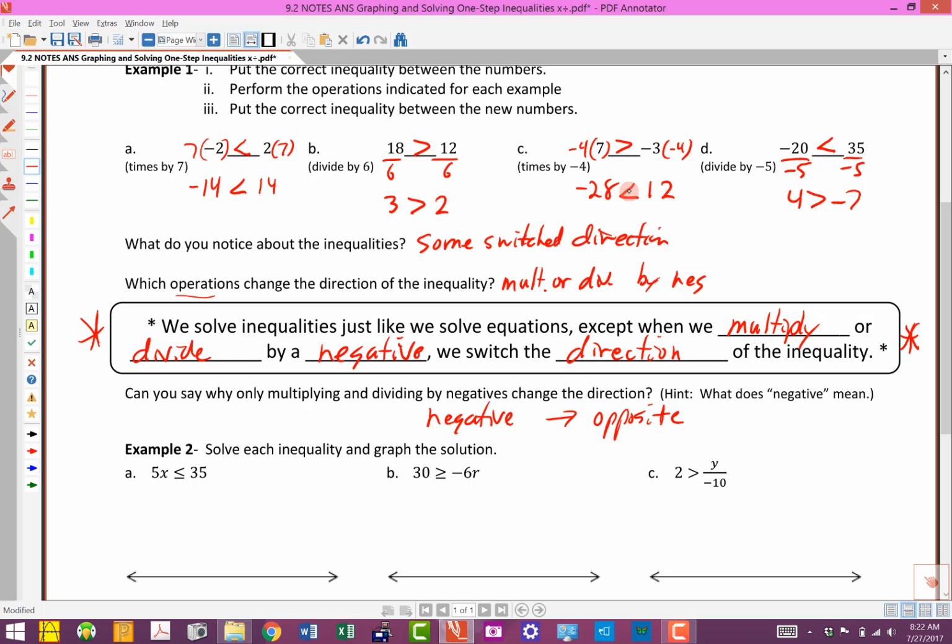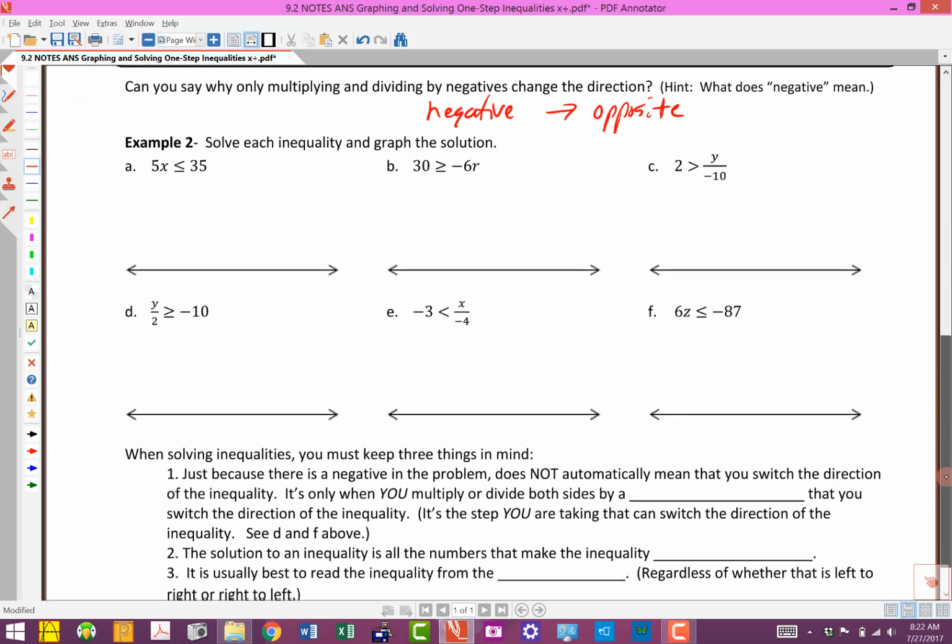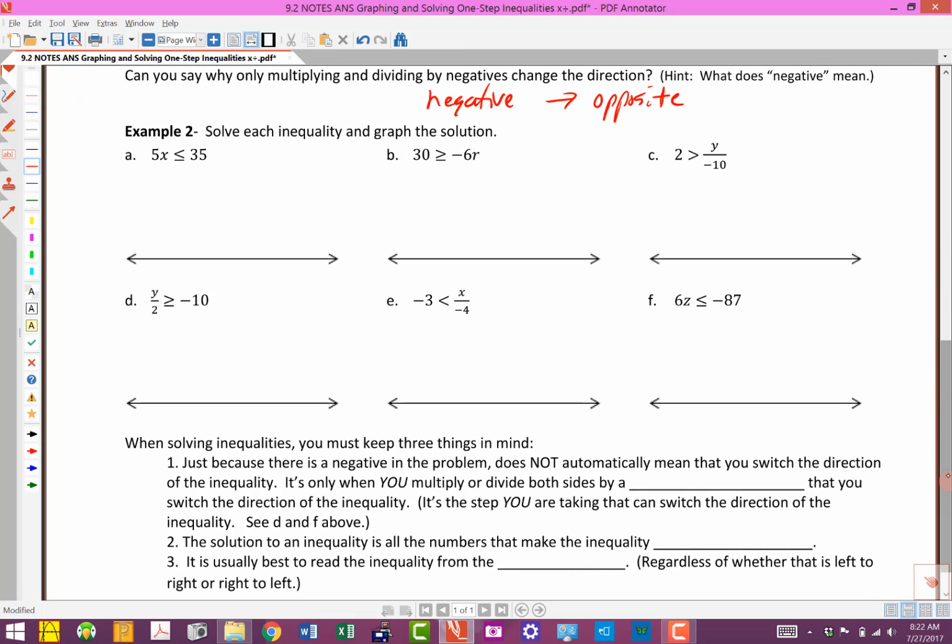So they kind of flip directions there. Same thing with this example right here. So let's go ahead and do a couple of examples. I'm going to do 6 of them, and then we're going to go through some key ideas that will set you up for the rest of the unit.